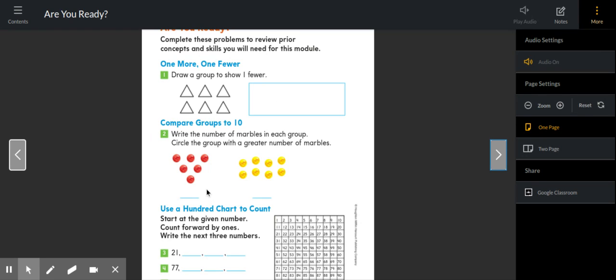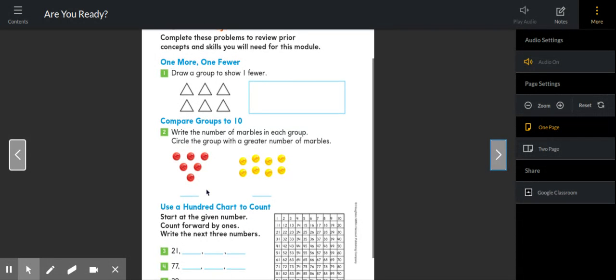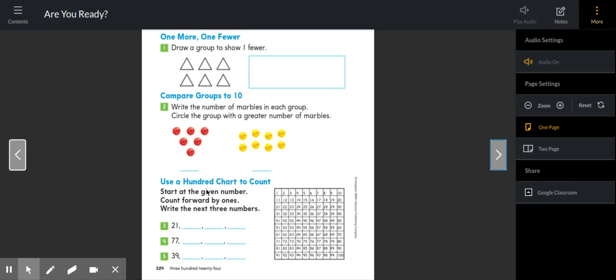In number 2, write the number of marbles in each group. Circle the group with a greater number of marbles. So you're going to write how many red marbles, how many yellow marbles, and then you're going to circle the group that has more marbles, has the greater number of marbles.